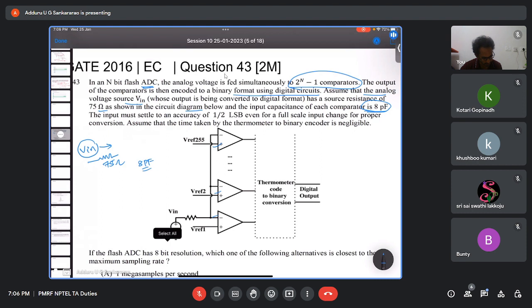The input must settle to an accuracy of 1 by 2 of LSB, even for a full scale input change, for proper conversion. That we'll see. Assume that the time taken by the thermometer to binary encoder is negligible. These things are negligible.